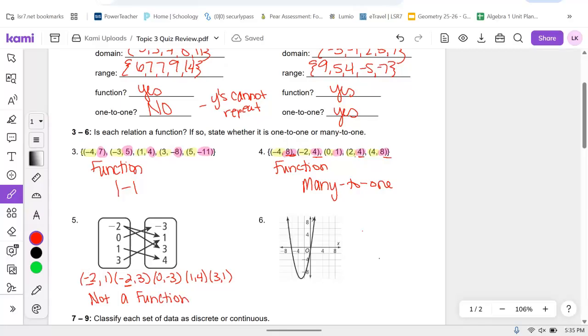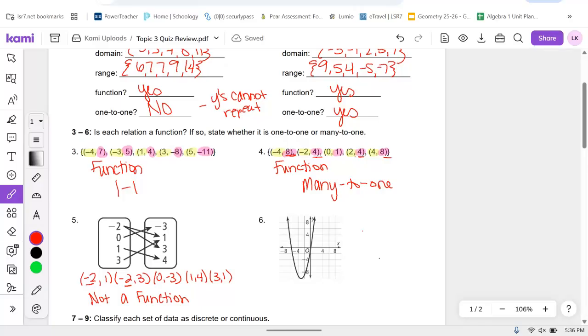But what I can also look at is, remember when I said if you're traveling, so if I'm on an airplane going to Philly, my flight is only going to Philly. It's not splitting up and going to Philly and to San Diego. So -2 can't go to 3 and 1. So that's not a function. If it's not a function, then it can't be one-to-one.